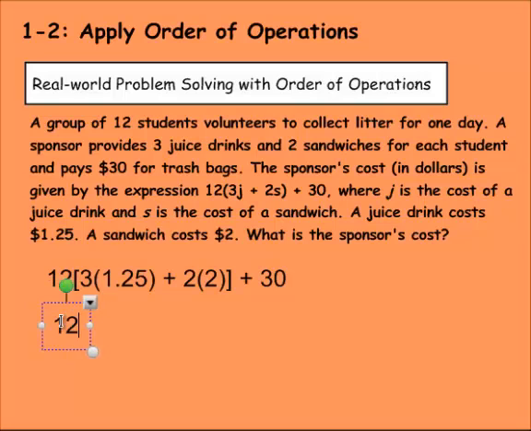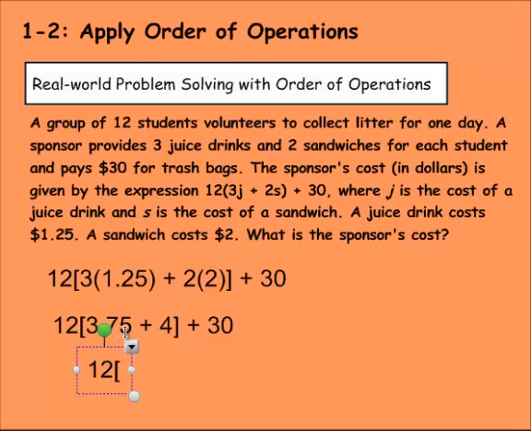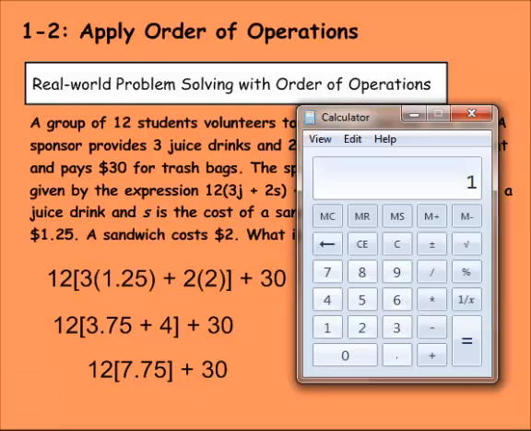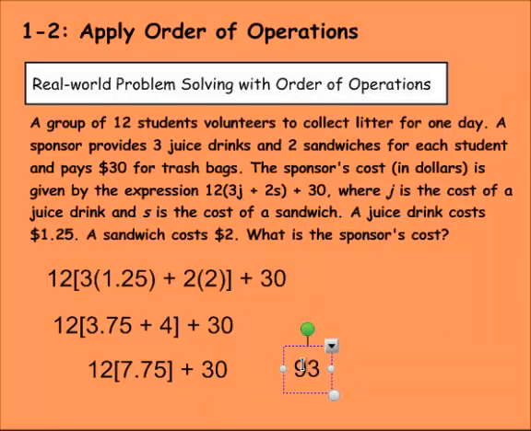So we have 3 times 1.25. That would give us 3.75, then plus 2 times 2 would be 4, close the bracket, plus 30. Now we have 12, bracket, 3.75 plus 4 would be 7.75, and then plus 30. We have a multiplication and we have an addition, so multiplication comes first. So let's do 12 times 7.75. That'll give us 93. So we have 93 plus the $30 for the trash bags, and that would give us $123. And we make sure we have the dollar sign for our answer just so we make sure that's a correct answer.